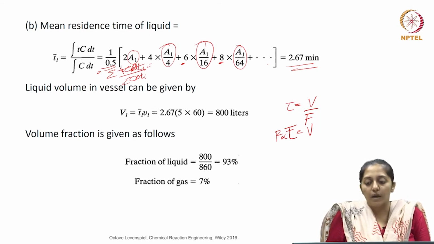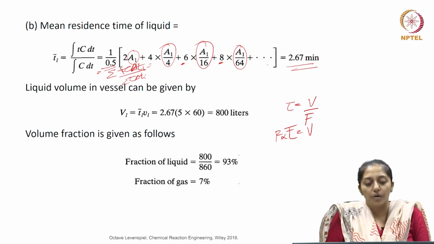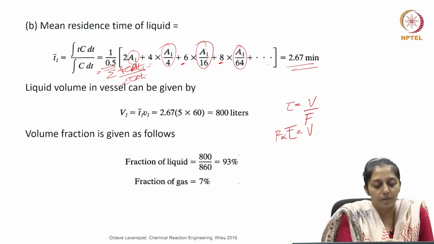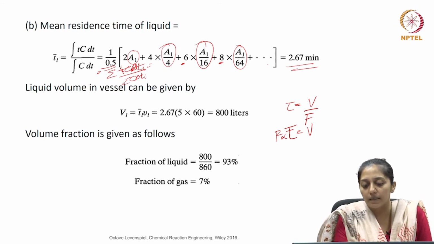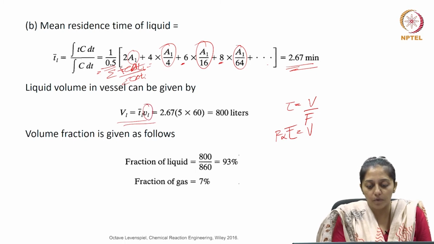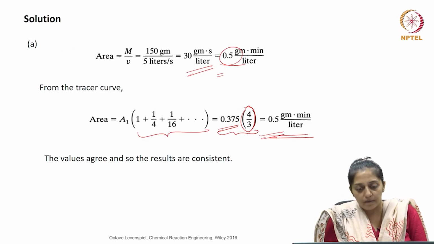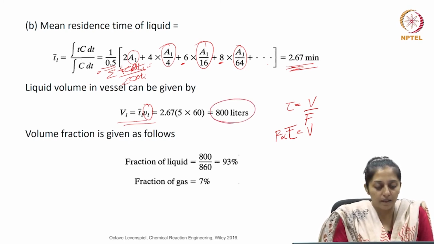So you need to have a little bit of revision of your geometrical series, arithmetic series, summations, or Taylor series expansions for infinite series. Then you will be able to reach here. For that you take 2A1 common here, so it will get converted to a Taylor series. Once we know this mean residence time, we can calculate the volume knowing the volumetric flow rate. The volumetric flow rate was given as 5 liters per second, which has been converted to minutes because this is in minutes. Therefore we get the total volume of the liquid, which is 800 liters.